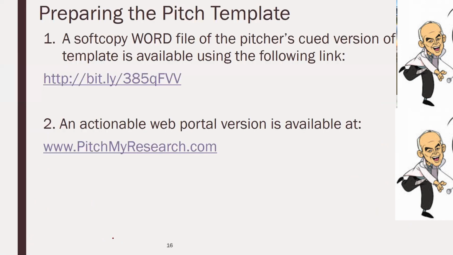How to prepare a pitch template? So there are two options available. The one option is you have the Word file where you can see the cues for the picture, and you can then delete those cues, or you can keep them and populate your answer under that, and in that way you can prepare the pitch. So it's a Word file.